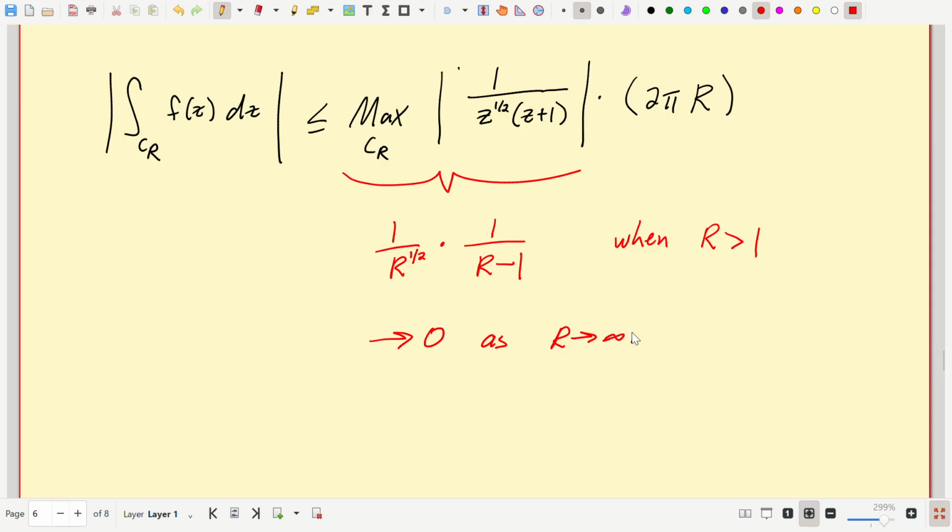And now I'll let you think about the c sub epsilon. For next time, do the integral around c sub epsilon. It's slightly different.